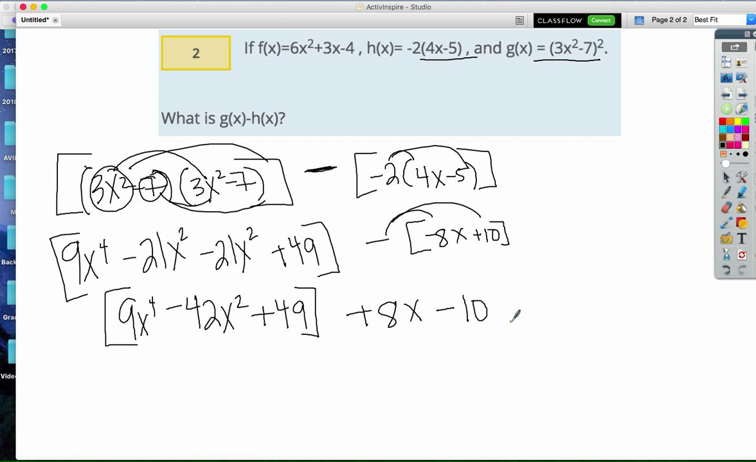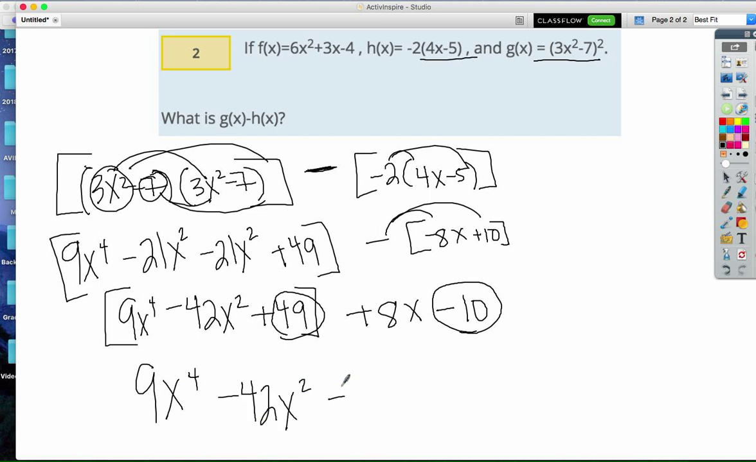So at this point, there are only a couple terms that are even alike that we could combine. And actually, there's only one. There's the 49 and the negative 10. So that comes out to give us 9x to the fourth minus 42x squared plus 8x. And 49 minus 10 will leave us with a positive 39.